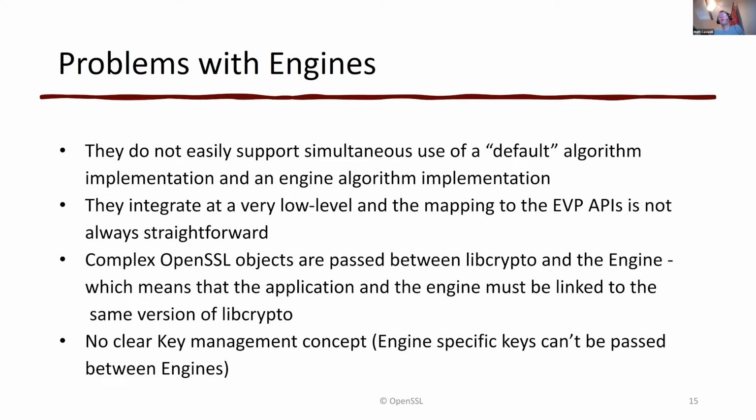There are problems around passing complex objects between OpenSSL itself and the engines. Because those complex objects get passed around, it can cause all sorts of issues if your engine is linked against a different version of libcrypto to the application. And lastly, there's just no clear key management capabilities within engines. So for all of these reasons, we've deprecated the engine APIs, and we now are using providers.